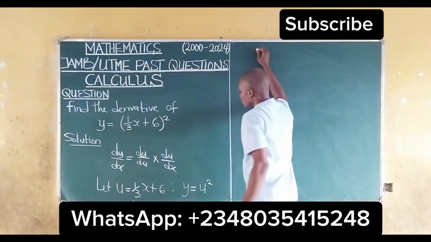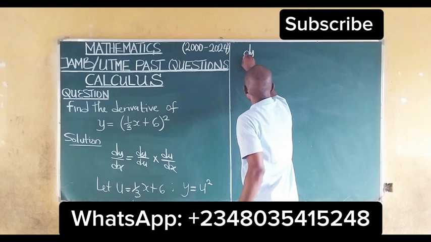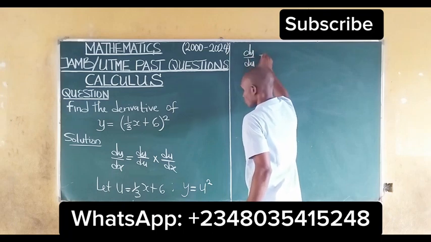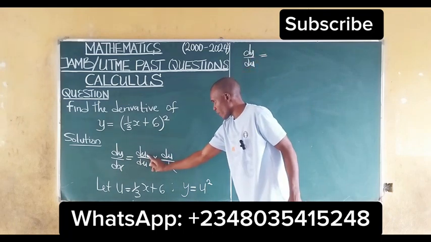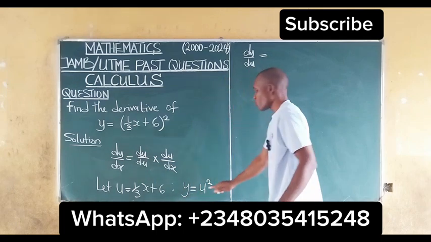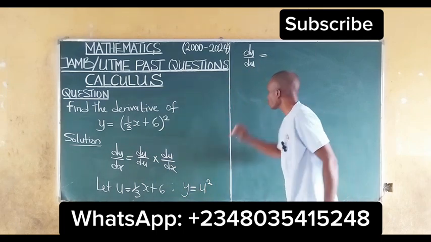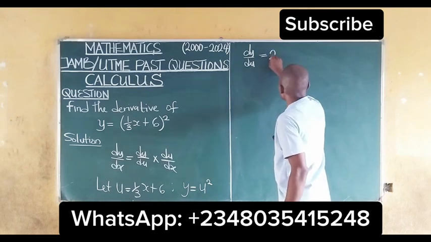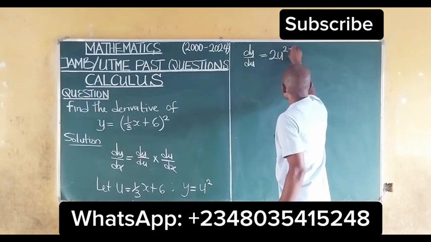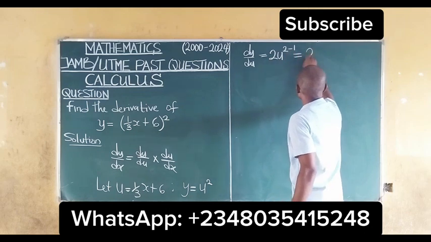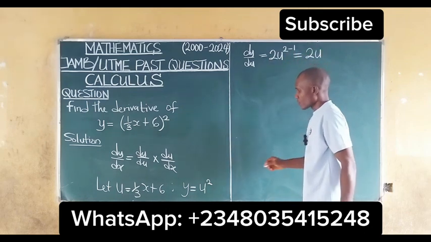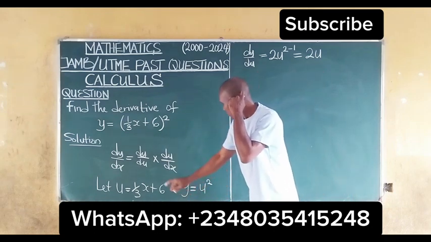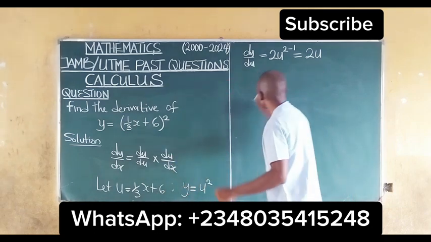So the next thing to do is to find dy/du. We are looking for this one now, dy/du. So we take the derivative of this function. If we take the derivative, we'll have 2u raised to the power of 2 minus 1, which is equal to 2u. Also, we can find du/dx, which is this.